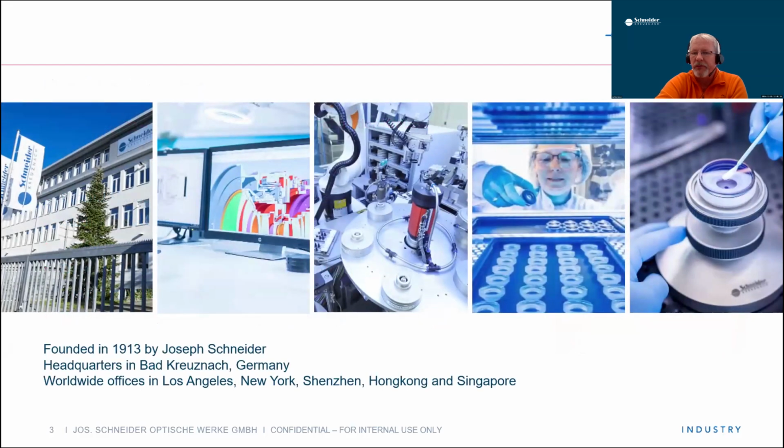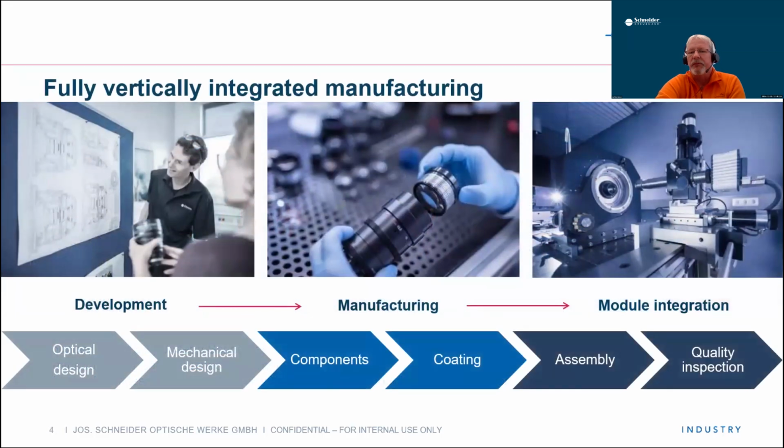So our company is also fairly old. We have 111 years of experience in optical design and manufacturing. We are headquartered in Bad Kreuznach and have worldwide offices in the US and in Asia. What we are doing are optics, optical systems, mechanics, and optomechanical subsystems, both standard products and also customized development.